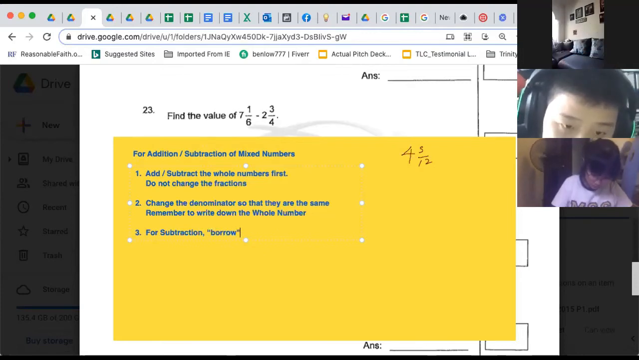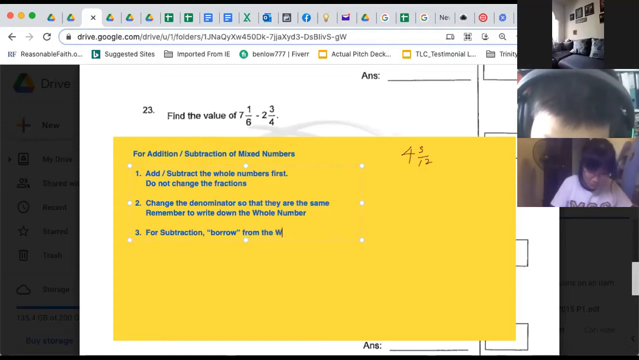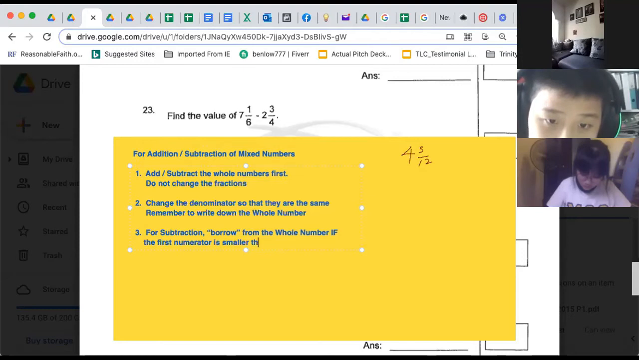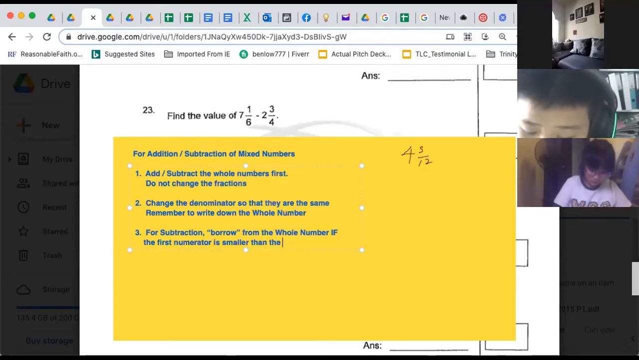Borrow from the whole number if the first numerator, meaning the first number on top, is smaller than the second numerator.